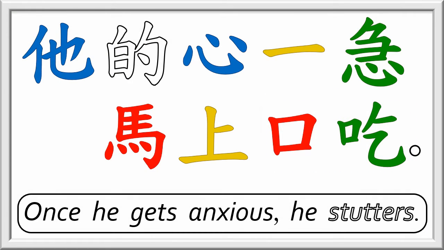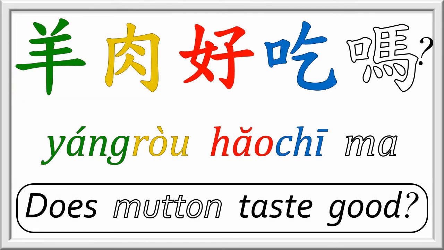Our first example is the less common pronunciation, 急, meaning to stutter. 他的心一急，马上口急. Once he gets anxious, he immediately stutters. Notice how the two homonyms, ji and ji, are differentiated by combining them with other characters. 心急, anxious and impatient in your heart, and 口急, to stutter with your mouth. This explains why classical Chinese is much more succinct. The characters can be seen, whereas spoken Chinese is filled with repetition and multiple character expressions. Now let's continue with the more useful pronunciation, 吃, meaning to eat. 羊肉好吃吗? Does mutton taste good?